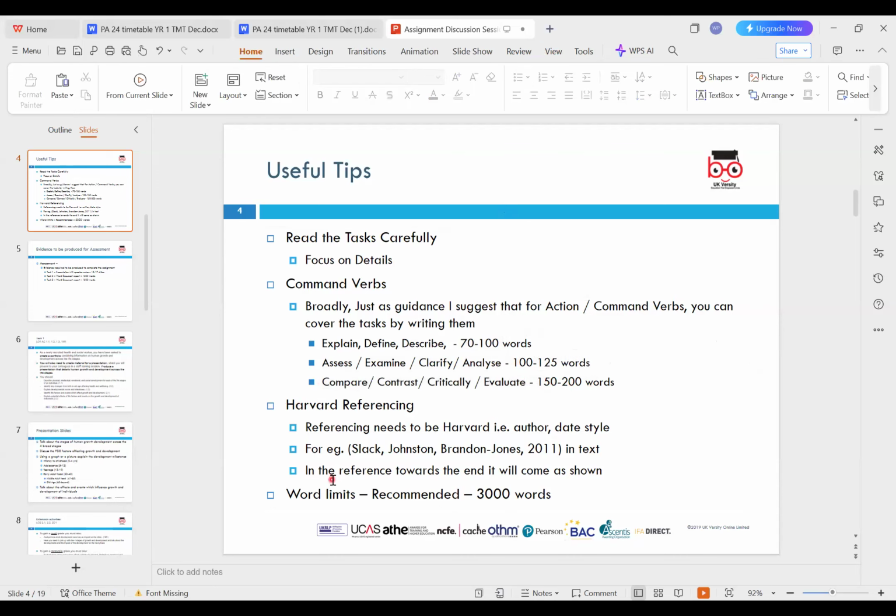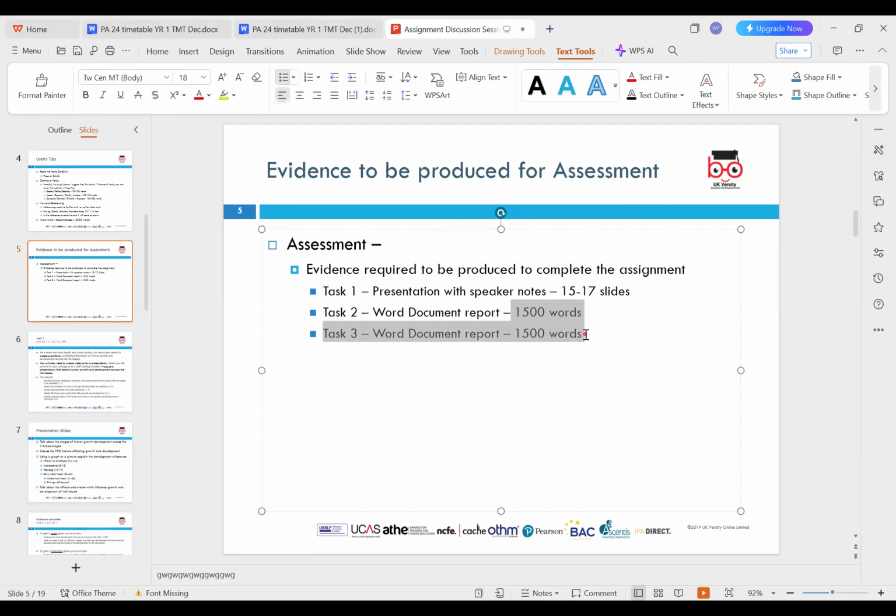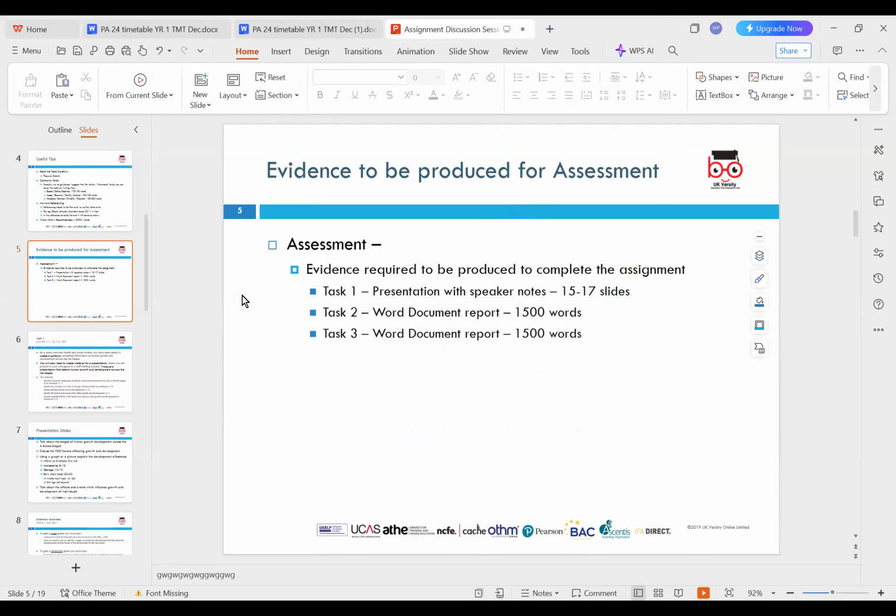The recommended word count is 3,000 words. This is the combined word count, so 1,500 words for the second task and 1,500 words for the third task. I hope that answers the question.